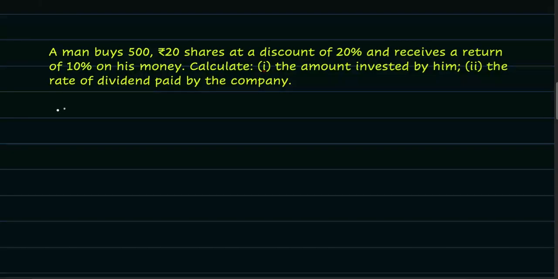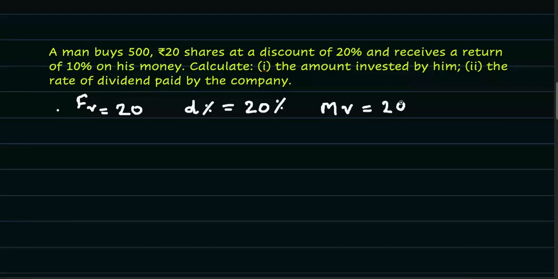So face value equals 20, discount, I'm writing d percentage, which means discount percentage, small d. If it is capital D, that will be dividend percentage. Understood? Okay. So after deducting 20%, you will get the market value, which means what is 20% of 20? 4 rupees. So market value will be 20 minus 4, that is 16 rupees. Rupees 16 is the market value at which the man bought the shares.